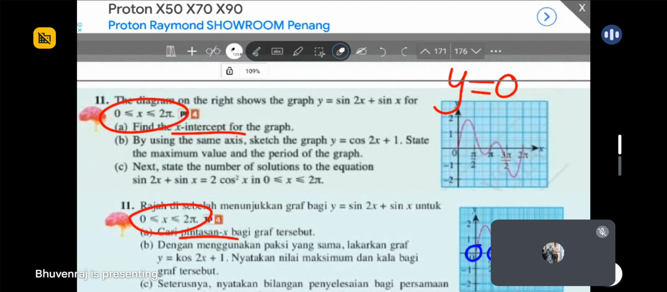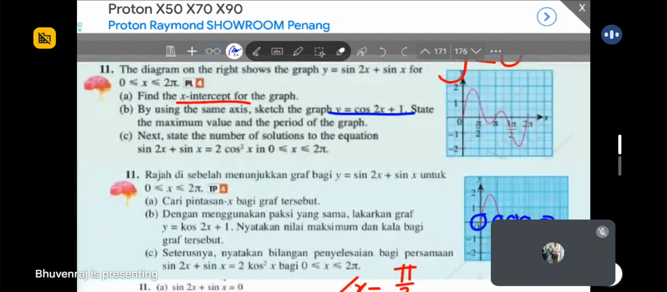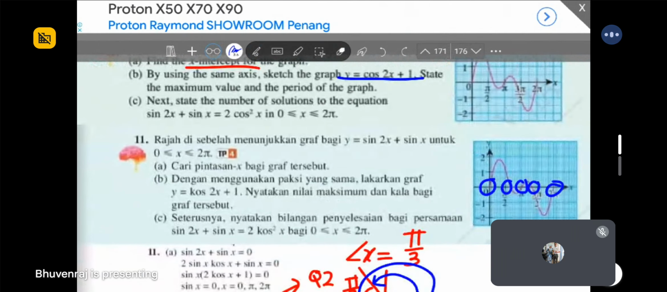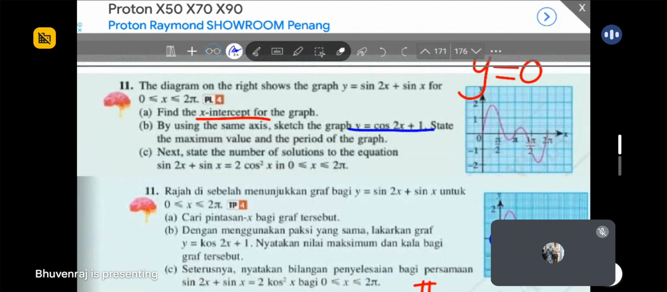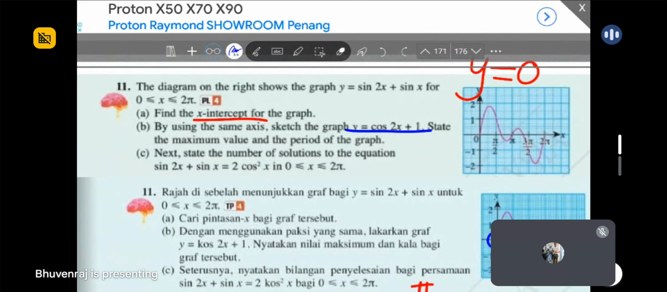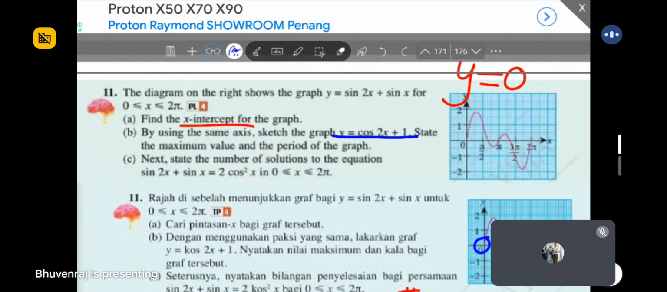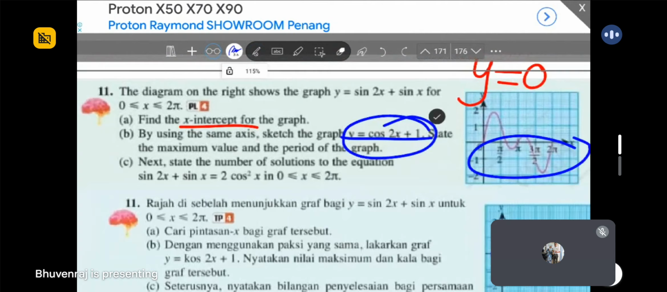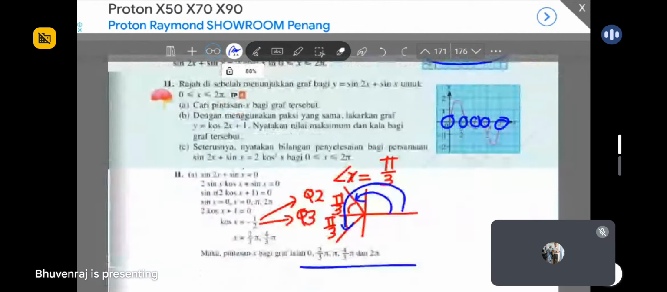Okay, next one. They ask you to sketch the graph y equals cos 2x plus 1. Okay, so this one, same concept. Use the table. Guna jadual sahaja. Alright. Okay, so you just need to use the angle lah. So you can see the graph already gives you all the angles. These 5 basic angles: 0, 90, 180, 270, 360. So ganti saja semua sudut ni dalam persamaan yang ni. Okay, just substitute all in the equation and draw your graph.